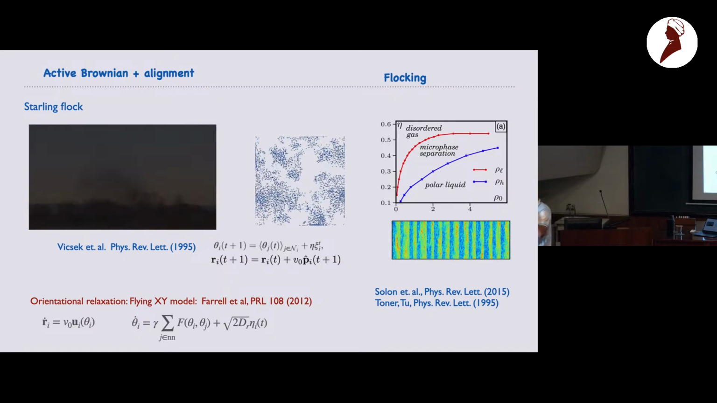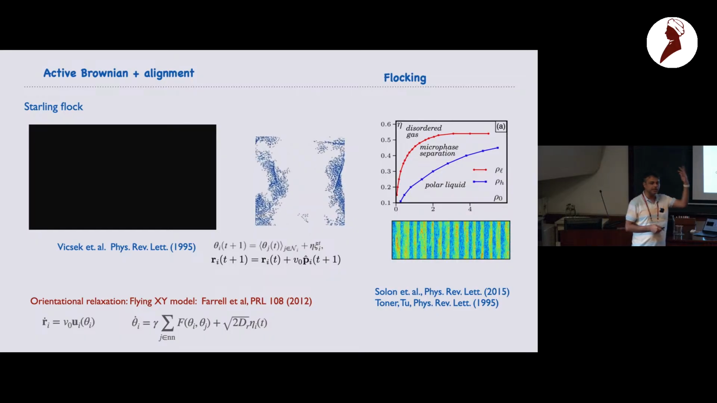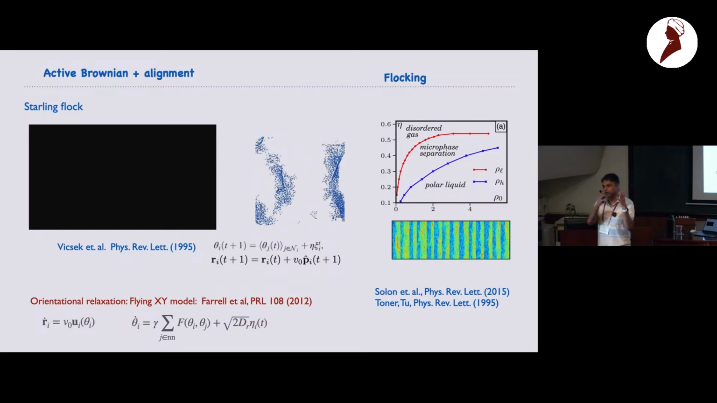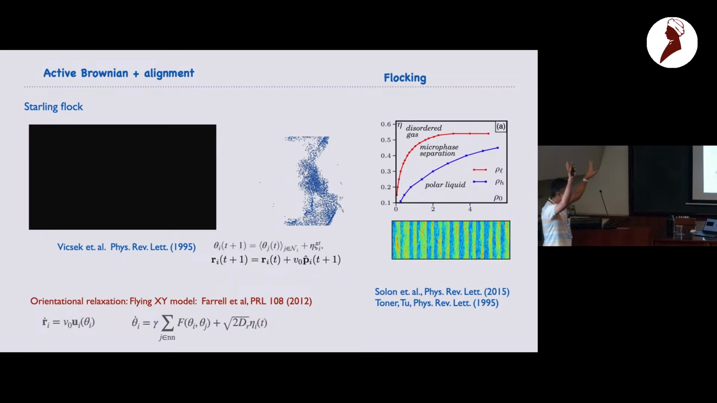So as a result of this coupling between velocity and density, you have this alignment in velocity, which gives rise to this flocking, or in the density field, it gives rise to this phase coexistence of high density regions which are moving together and low density regions which might be randomly moving in different directions.